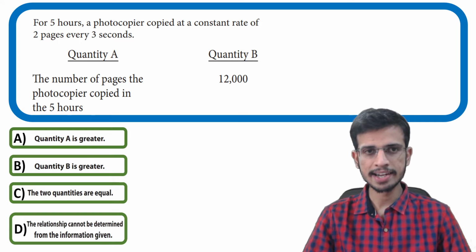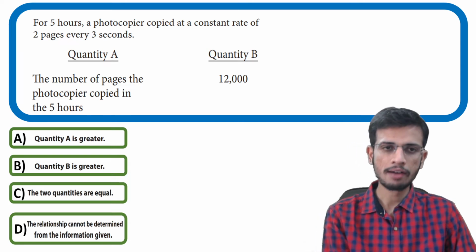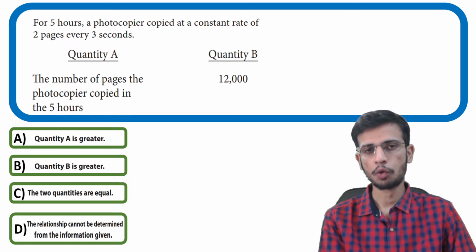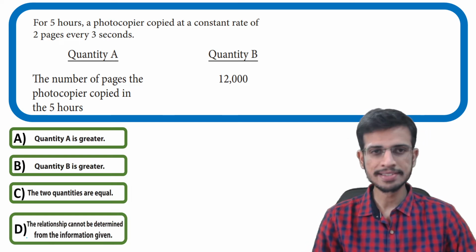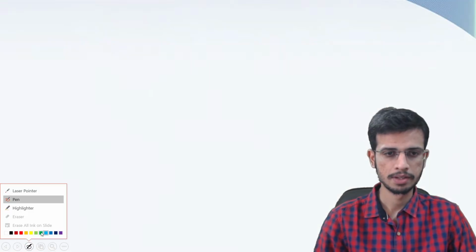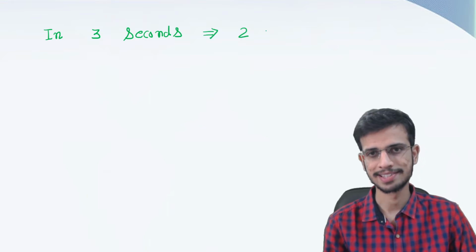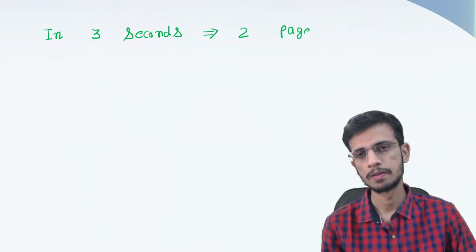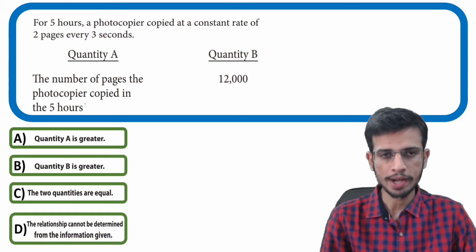We have to find that value and compare it with quantity B. In every 3 seconds, it can copy 2 pages. So in 5 hours, how many pages can the photocopier copy? It's a very easy question. In 3 seconds, you can copy 2 pages, right? 5 hours means how many seconds?